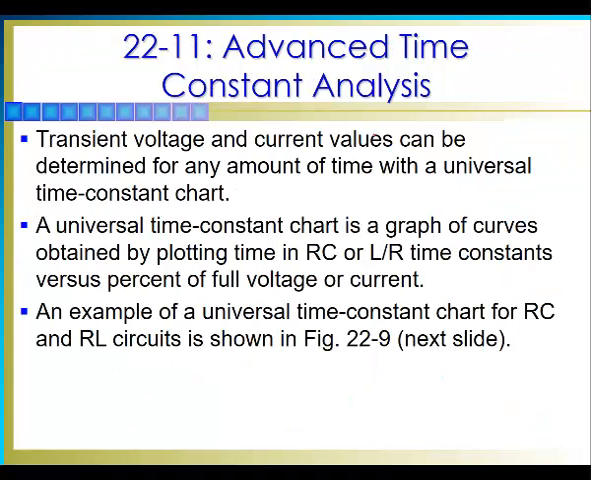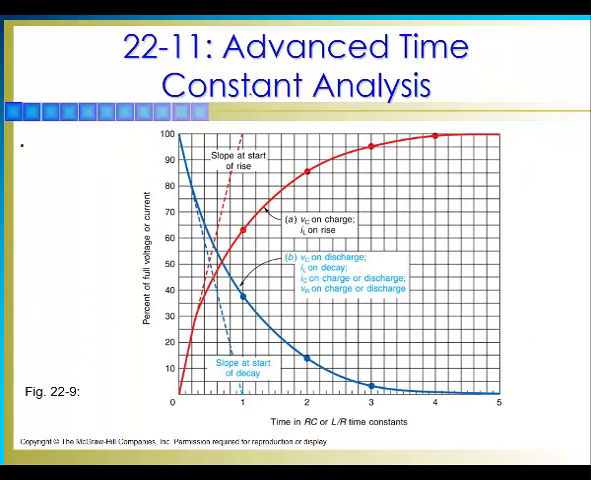So the transient voltage and current values can be determined for any amount of time with a universal time constant chart. There are some charts like in here, see that? Later on in your career, you're going to be studying some advanced techniques on how to analyze time constants.